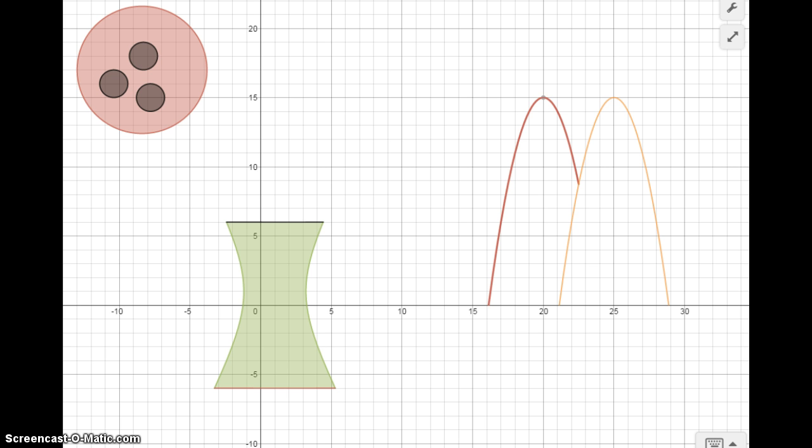The first equation is negative (x minus 20) squared plus 15. Setting the domain restrictions to 16.3 less than x, which is less than 22.5. And then for the second mountain, I set it to negative (x minus 25) squared plus 15, 21.13 being less than x, which is less than 28.87. So then I didn't need to color those in, so I just did equals as opposed to less than or equal to.